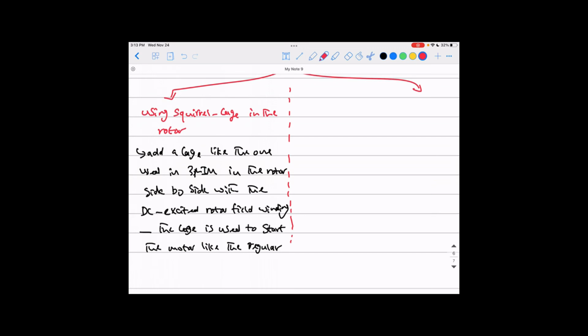So what's happening here is we put a cage inside the machine, and this will help you start like a regular induction machine, and your speed will be just a little bit below the synchronous speed. And when you get there, apply your DC excitation, and now the speed is just a little bit behind, not this much gap that we had before. They are now pretty close to each other. So if you apply the DC excitation, they are close enough and they will couple together and start rotating together like a synchronous machine. Okay guys, so the first one is using a squirrel cage in the rotor and just start it like an induction motor.